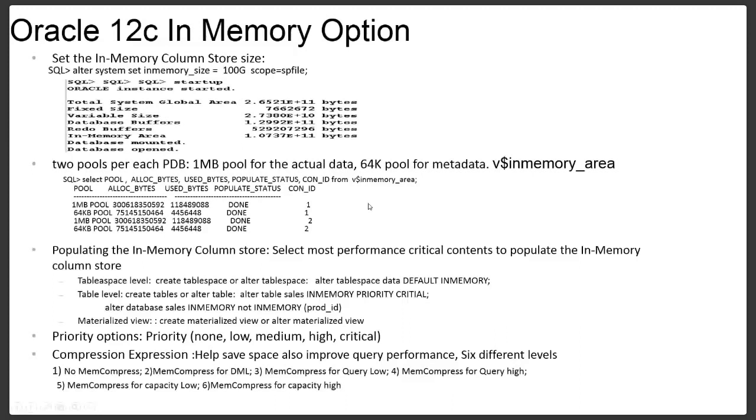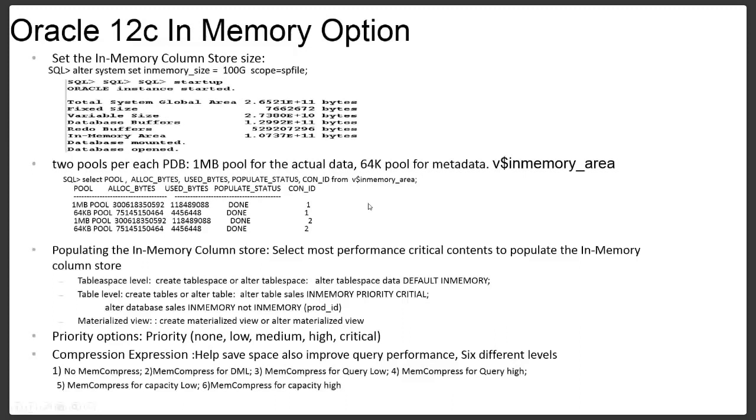So you can specify different options for compression. Some compression is to save space. Some compression options are to optimize the query. So there's a couple of options you can specify. This ALTER TABLE statement basically specifies compression, and also specifies priority.